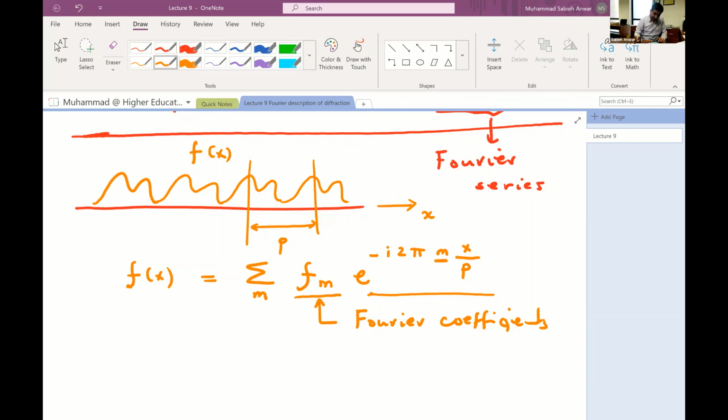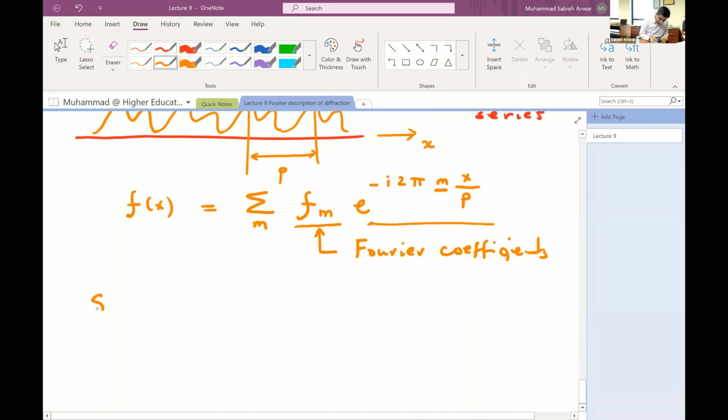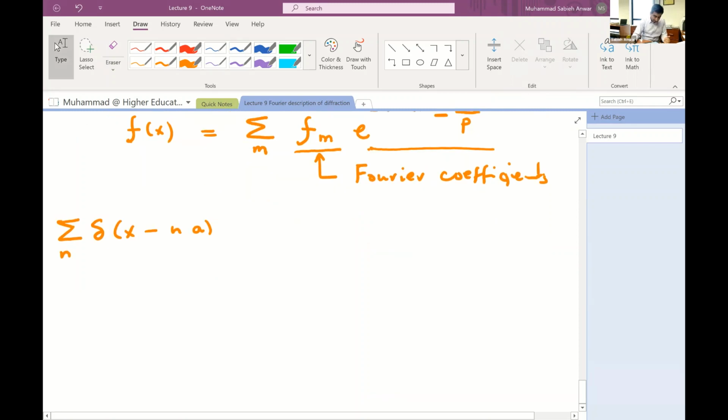Now, suppose I had a train of Dirac delta functions, delta(x minus na). Anyway, if I have a train of Dirac delta functions, first question: is this a periodic function? Yes, sir, it is a periodic function.